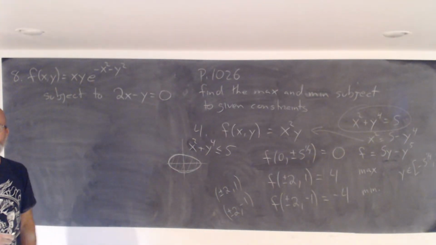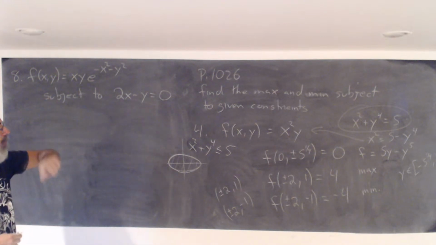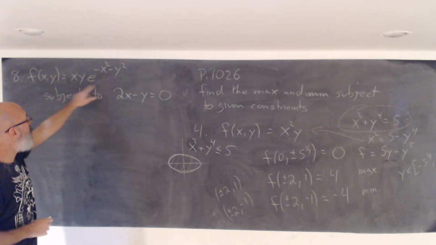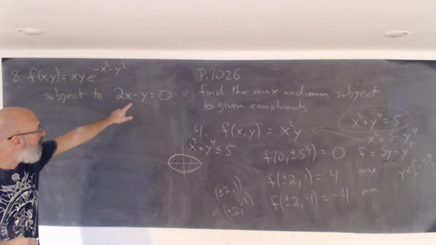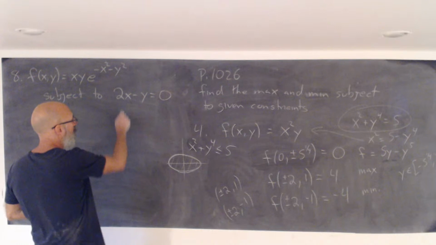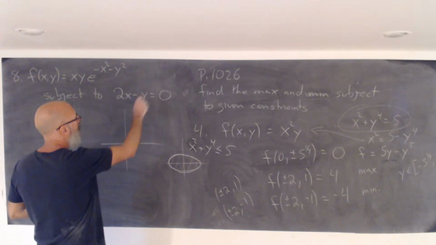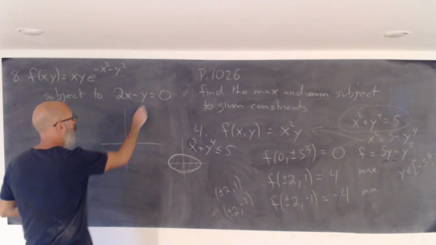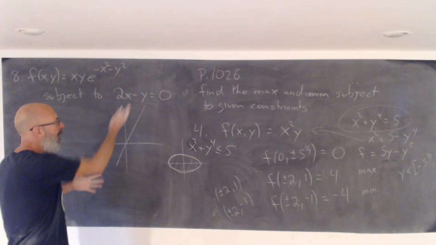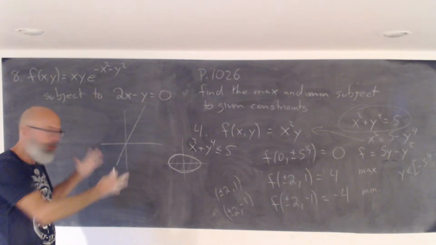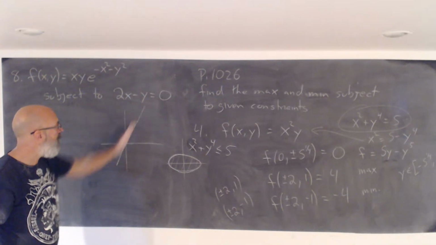Consider this. It's the same thing here, right? You have this function on this boundary. You know what that is. This is y equals 2x. It's just a straight line. Now it's clear that there's nothing inside, right? You're living on this line.